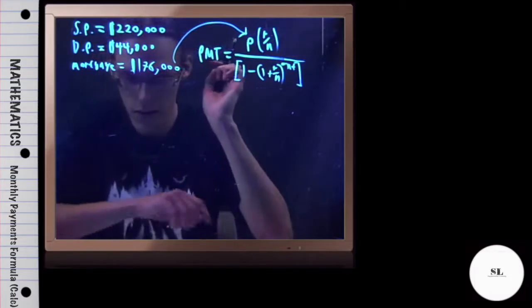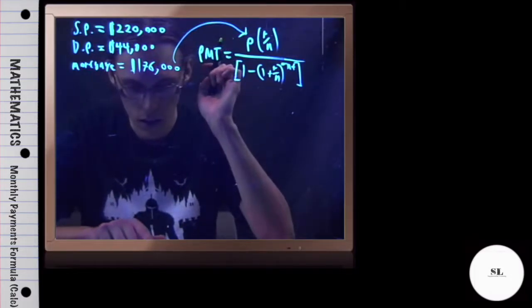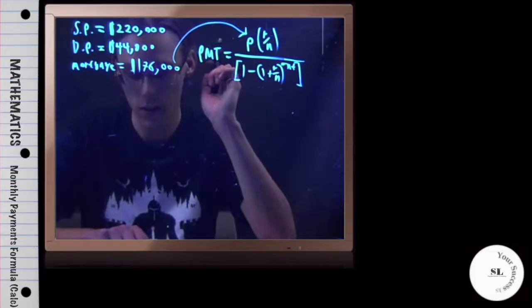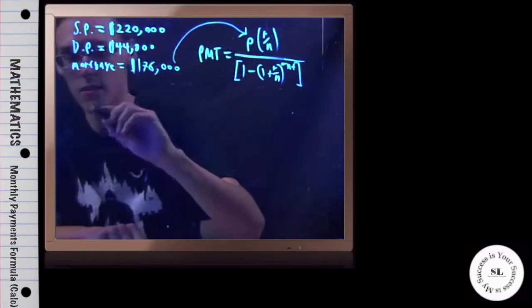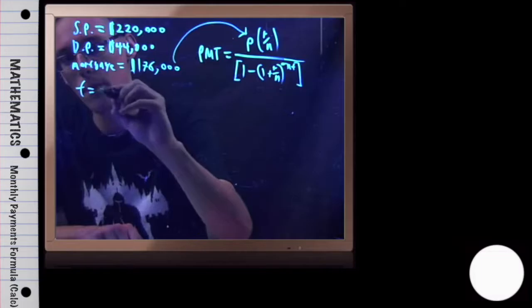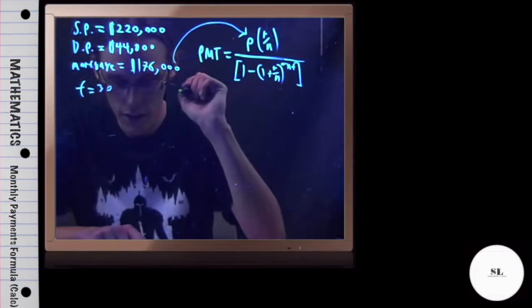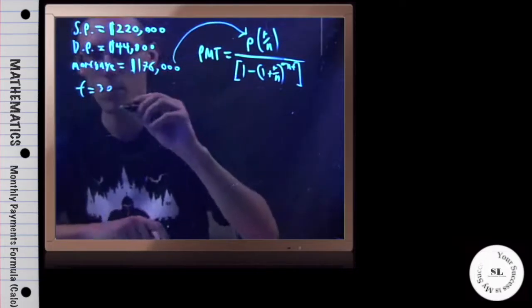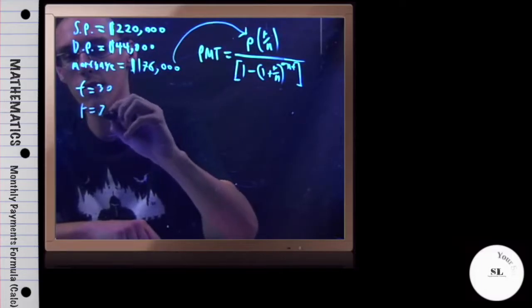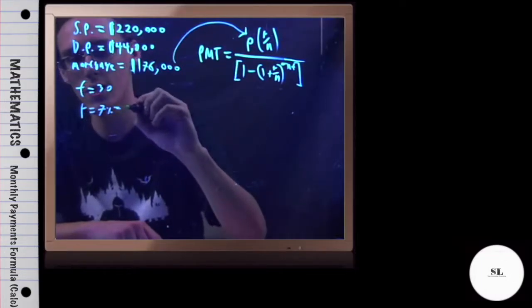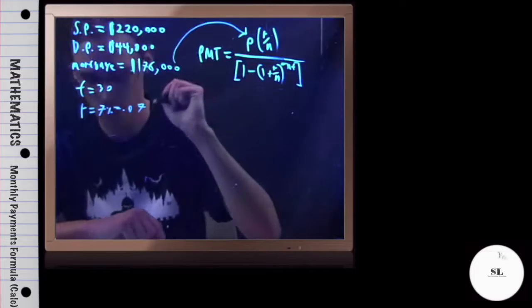So they tell us here that the cost of the home is financed with a 30-year, so T is 30, fixed rate mortgage at 7%. Okay, so the rate is 7%, which if I convert that to a decimal would be 0.07.